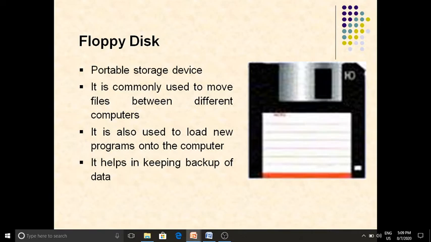Whatever data is stored in the computer system can be taken as a backup. You can store it in a floppy disk for external portable storage, take it anywhere, and then feed it into another computer system. It helps in keeping a backup of the data. Okay students, it is also used to load new programs onto computers. So this is one of the oldest secondary storage devices, the floppy disk.